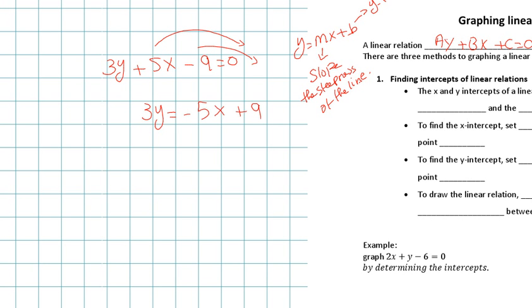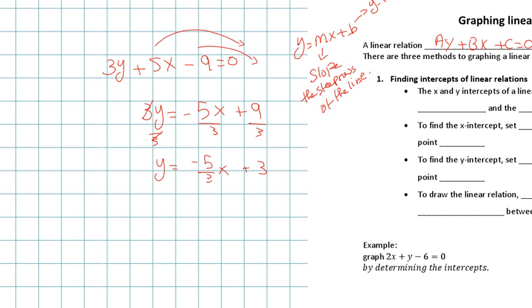Now, is y by itself? No, I still have 3y. How can I get rid of that 3? Divide both sides by 3, or move that 3 over and it becomes a division. So if I divide by 3, that would get rid of this, so that's y equals negative 5 over 3x plus 3. Do you agree with these steps?